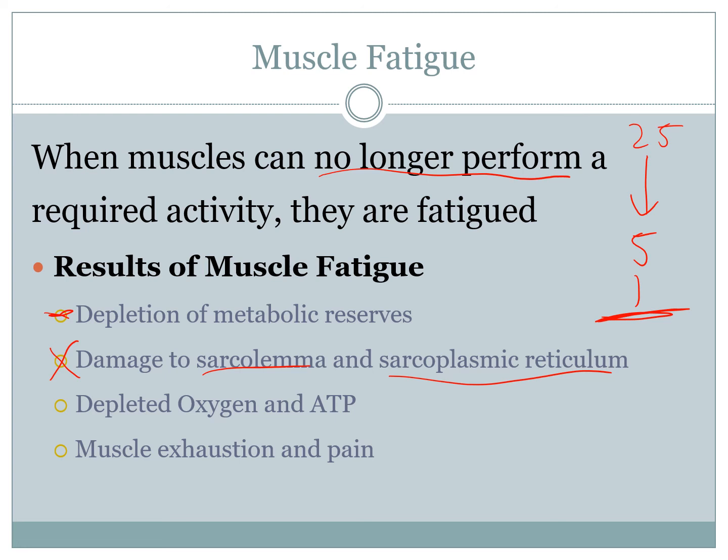But the main cause is the depletion of oxygen and ATP stores. There's only so much that can be made. With the depletion of oxygen, obviously we have the build-up of lactic acid, and it's the lactic acid in combination with the other 2 that causes this fatigue. As a result, we actually get muscle exhaustion and pain. The build-up of lactic acid causes the muscles to be sluggish and get really exhausted, and that's translated as pain, so we need to stop.